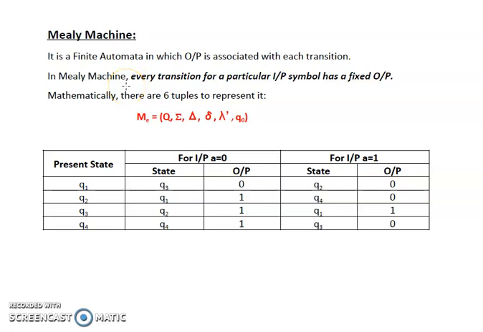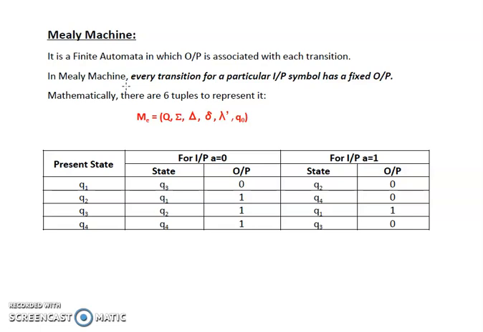Today we are going to discuss how we can generate a transition diagram for a given transition table in case of a Mealy machine. We have discussed the Mealy machine in our last video, in which we covered the 6 tuples of the Mealy machine, the difference between the Mealy machine and the Moore machine, how the Mealy machine works, and how the output is associated with each transition.